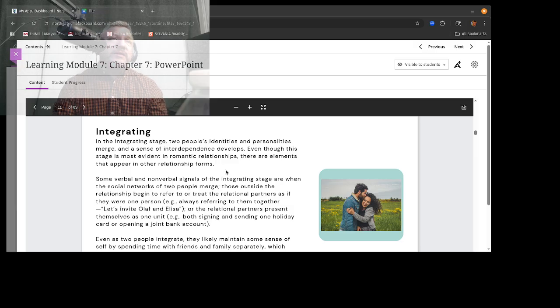So it's not just romantic relationships that go through these stages, but we do see this one really strongly represented within a romantic relationship. Some verbal and nonverbal signals from the integration stage are when social networks of two people merge. Those outside of the relationship begin to refer to or treat the relational partners as if they're one person. They're a couple, right?